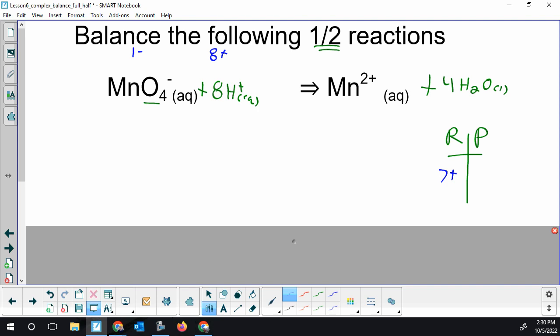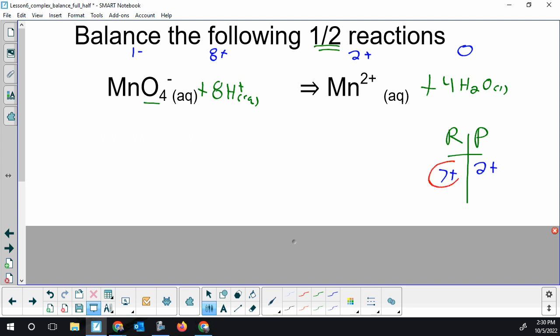At the end, we've got a manganese 2 plus ion. There's only 1 of them, so that's 2 plus. And we have 4 neutral waters, no charge at all. It doesn't matter how many water we have, so we have 2 plus at the end. We need to bring the high side down to the low side by adding electrons.